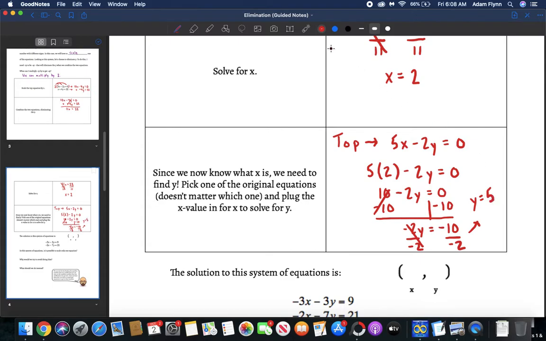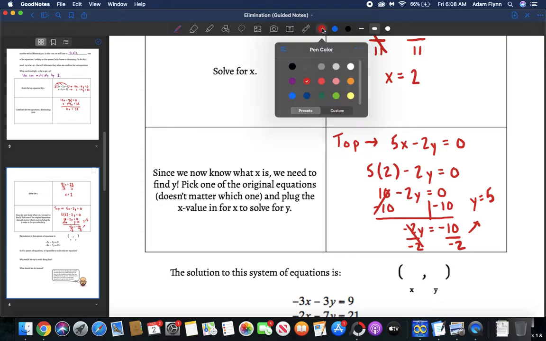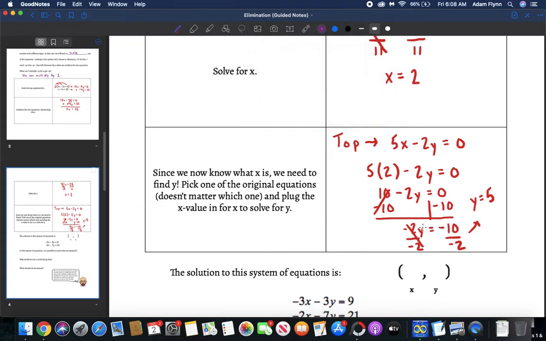So the solution to this system of equations is going to be the point (2, 5).